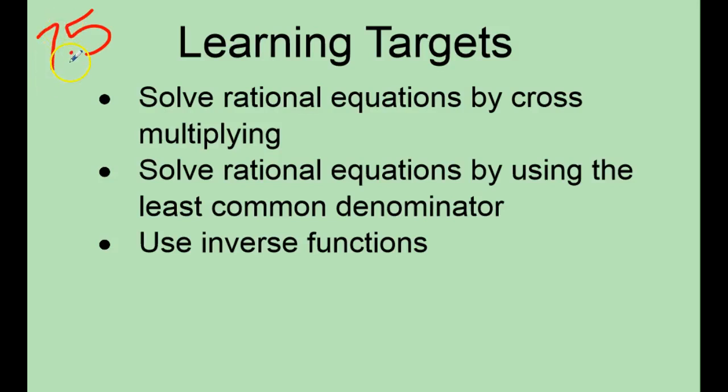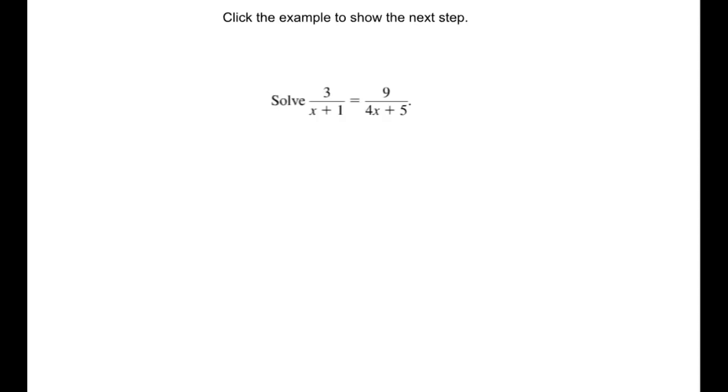All right, here we're going to look at section 7.5. And our learning targets for this section are to solve rational equations by cross-multiplying. The second one is solve rational equations by using the least common denominator. And then our third one's going to be using inverse functions.